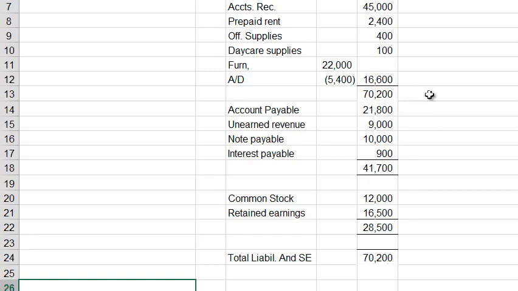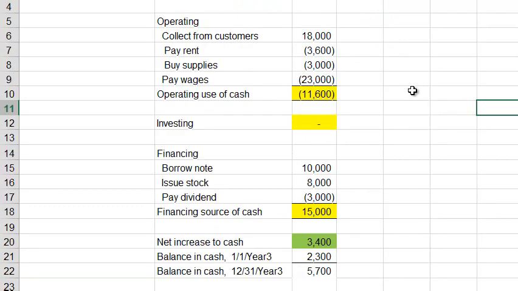Okay, the last financial statement that we'll be preparing for Sample Daycare is a statement of cash flows. A statement of cash flows is the fourth required financial statement. Similar to a statement of retained earnings, it is really trying to just explain the change in a particular account during the current accounting period. And in this case, of course, the account is cash.